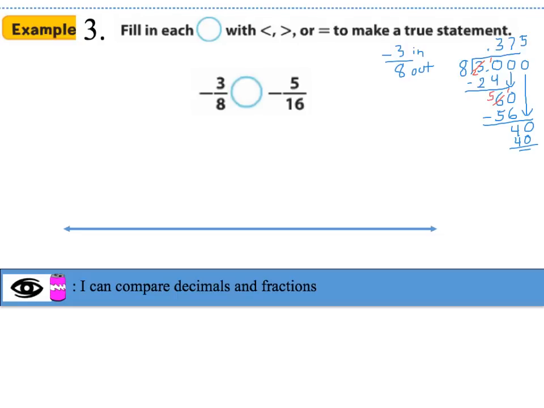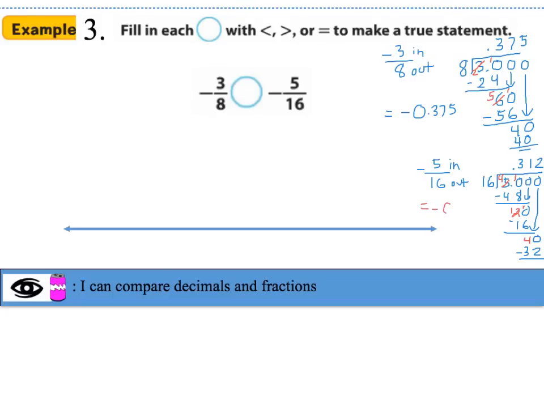So after using in and out, I converted my fraction into a decimal, so I know that -3/8 is actually equal to -0.375. Let's go ahead and do the same exact thing to -5/16. So after using in and out, I know that -5/16 is equal to -0.312, and it continues to go on. I just kind of stopped after that last place value because it matches up with the place value up here.